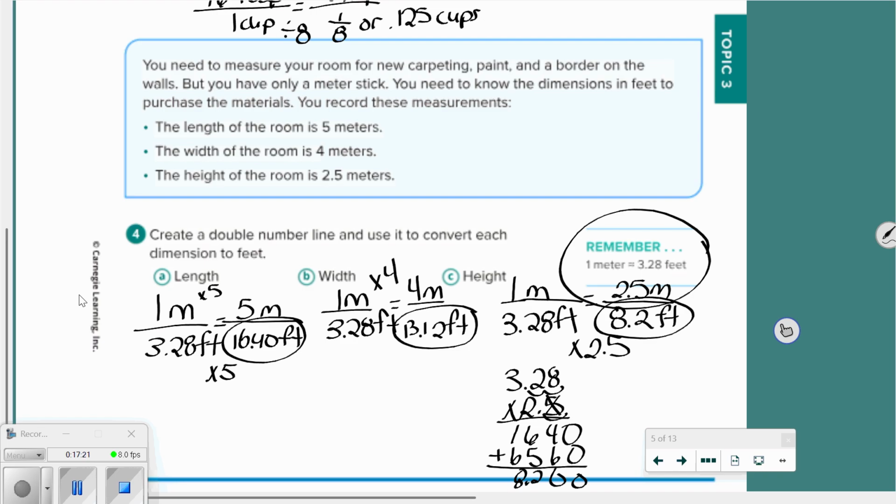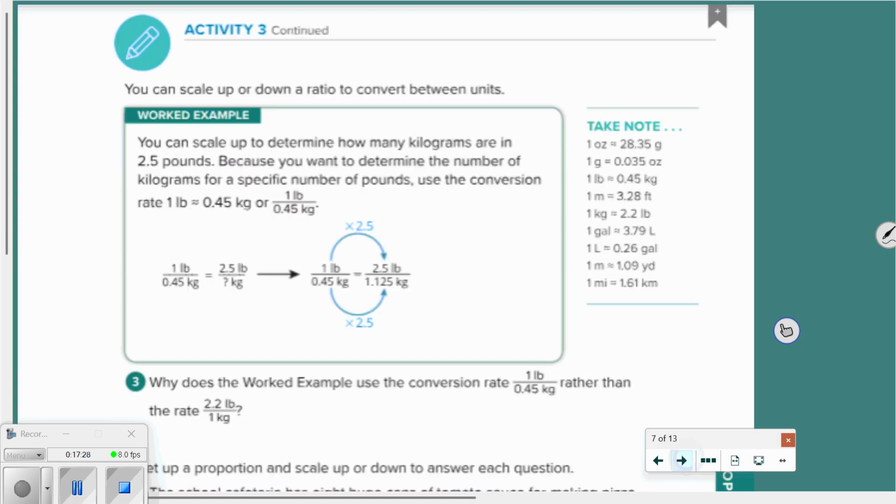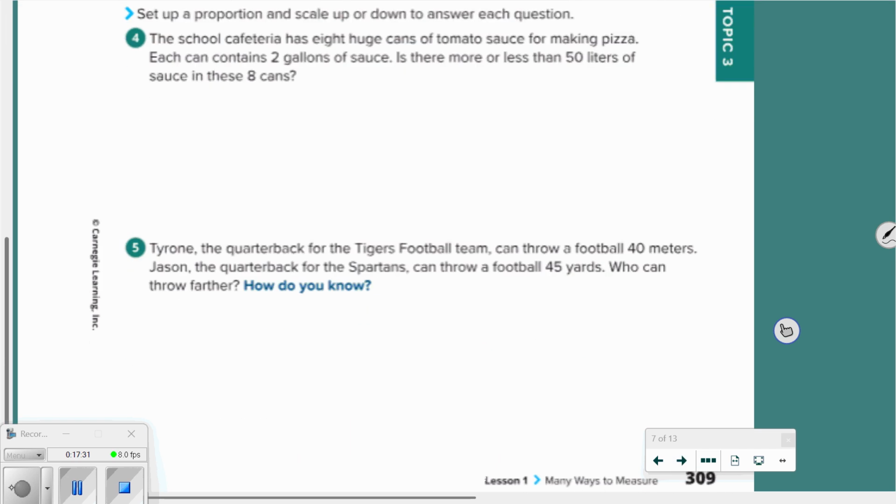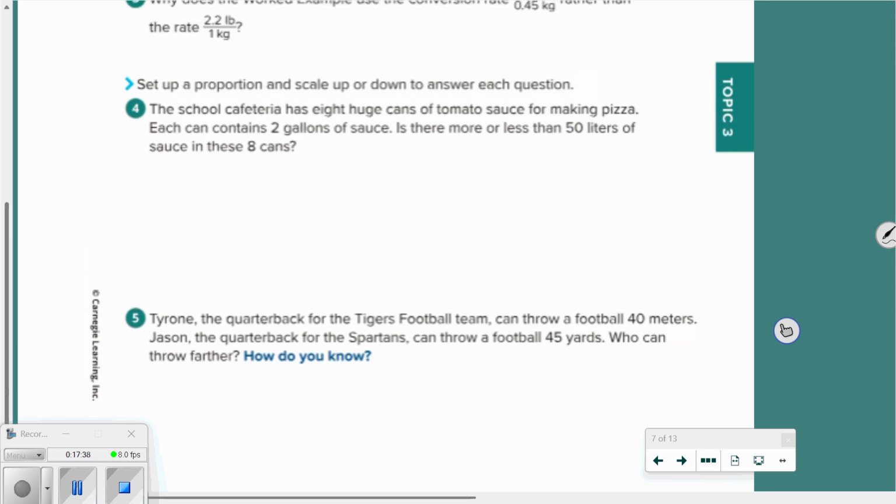Make sense? All right, I want to do 2 more problems before I let you go on your exit ticket. So you are going to page 309. And we're looking at number 4 first. All right, number 4 says the school cafeteria has 8 huge cans of tomato sauce for making pizza. Each can contains 2 gallons of sauce. Is there more or less than 50 liters of sauce in these 8 cans?